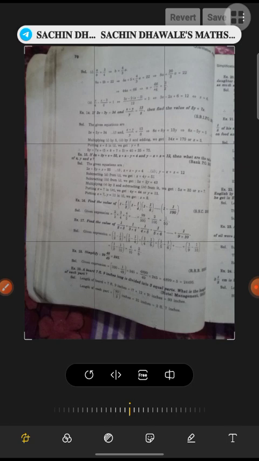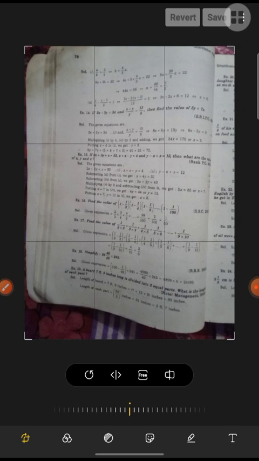If 2x plus 3y plus z equals 55, x plus z minus y equals 4, y minus x plus z equals 12, then what is the value of x, y and z? The given equations are 2x plus 3y plus z equals 55, x plus z minus y equals 4 and y minus x plus z equals 12.